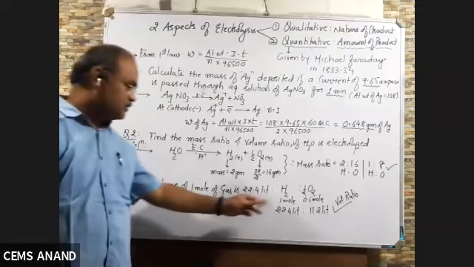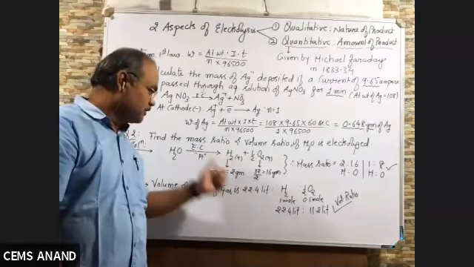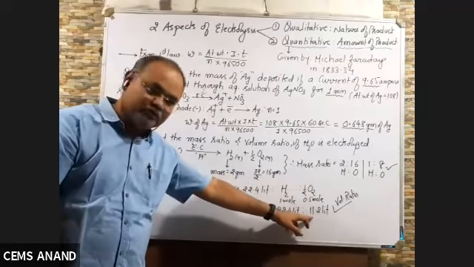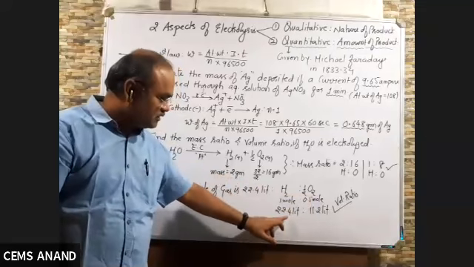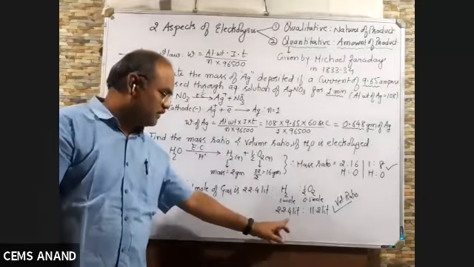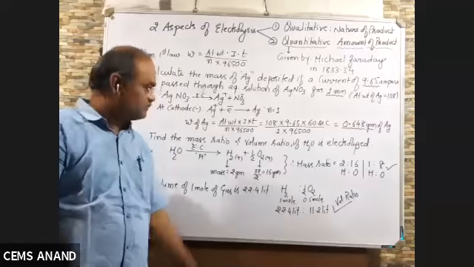The volume of H2 gas obtained during electrolysis of water will be 22.4 and volume of O2 obtained will be 11.2 because it is half. So the ratio is 22.4 is to 11.2. You can write 1 is to 0.5.